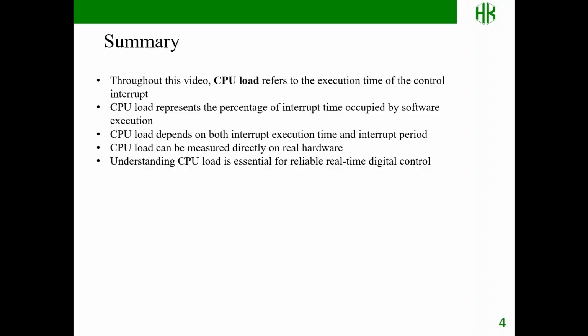Let's quickly summarize what we have learned. Throughout this video, the term CPU load referred specifically to the execution time of the control interrupt. CPU load simply represents the percentage of the interrupt period occupied by software execution. It depends on two quantities, the interrupt execution time and the interrupt period. As we have seen, measuring CPU load on real hardware is actually very straightforward once you know what to observe. Understanding CPU load is an essential first step before discussing topics such as code optimization, interrupt timing, or real-time software design.